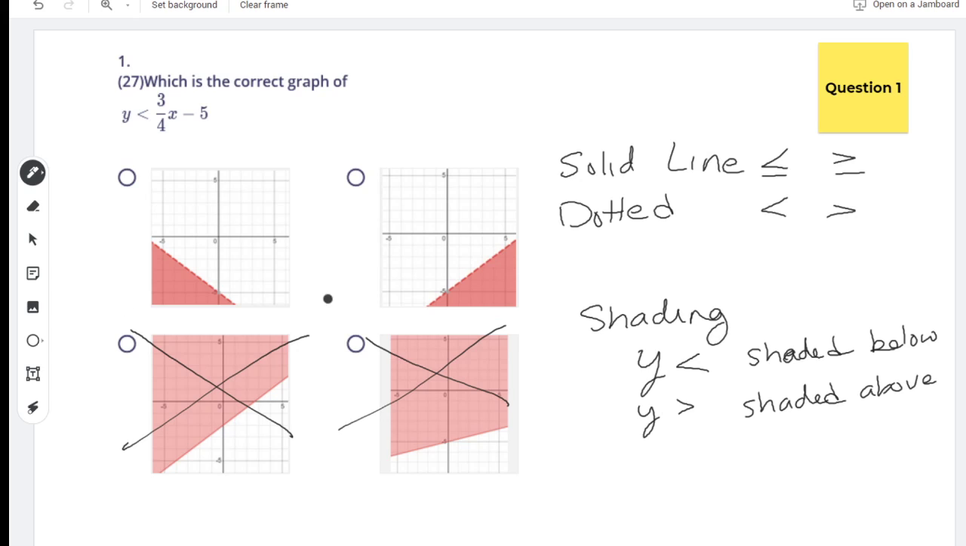So the other difference that we need to look at is the slopes of the lines. So you can see here these both have the same y-intercept at -5, but this one has a negative slope and this one has a positive slope. And if I look at my equation, our slope is right here, and it's a positive slope, so that means that this option would be the correct option.